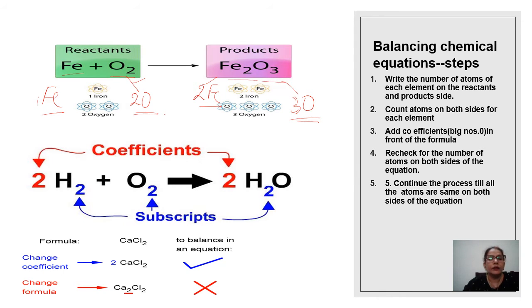Okay. The main part about balancing is the coefficient. Coefficient is the number which is added in front of the formula. It is never added below the formula, only in front of the formula. These are the numbers which are known as coefficients. So balancing of chemical equations, we will see how to do it stepwise.